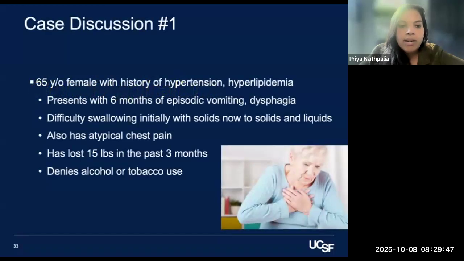So we have a 65-year-old female with a history of hypertension and hyperlipidemia. She presents with 6 months of episodic vomiting and dysphagia, difficulty swallowing, initially with solids, now to solids and liquids. She also has some atypical chest discomfort, and has had a negative cardiac evaluation. She's lost 15 pounds in the past 3 months, and she denies any alcohol or tobacco use.